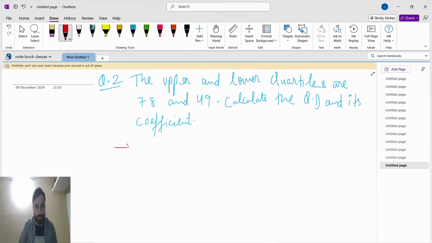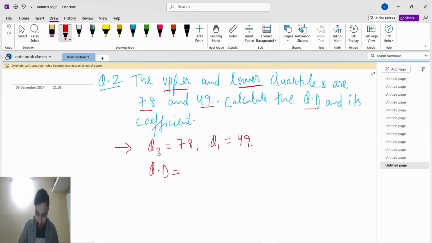So we can see here, they have given the upper and lower quartiles are 78 and 49. The upper quartile is what? Yes, Q3. Q3 is 78. Lower quartile is what? Yes, Q1 is the lower quartile, 49. Calculate the quartile deviation. The quartile deviation is Q3 minus Q1 divided by 2. 78 minus 49 divided by 2. You are getting 14.5.